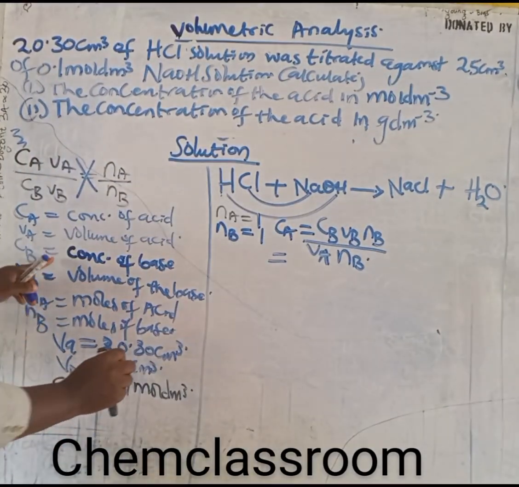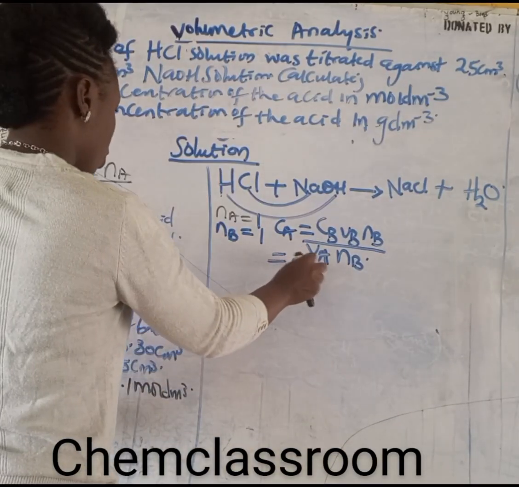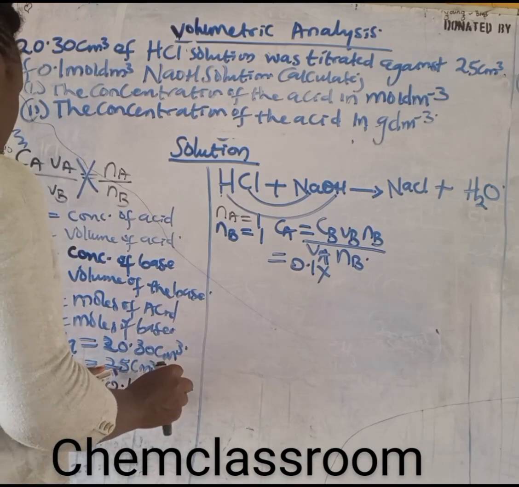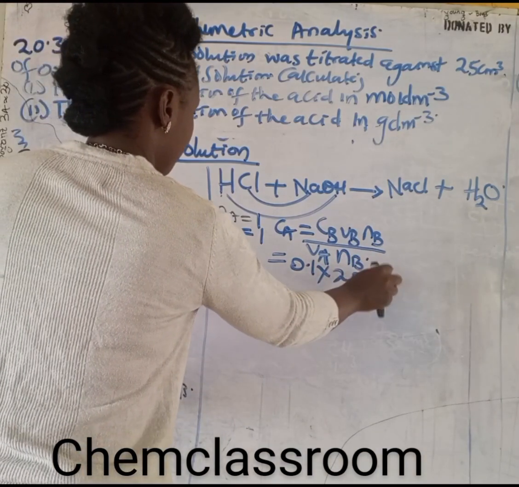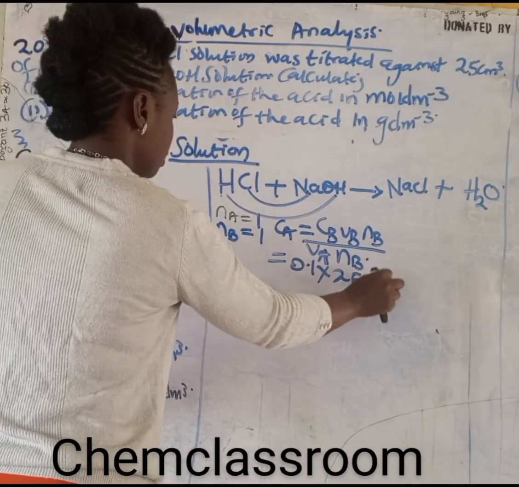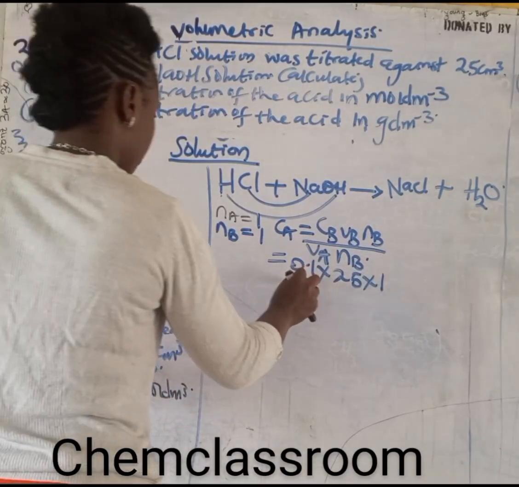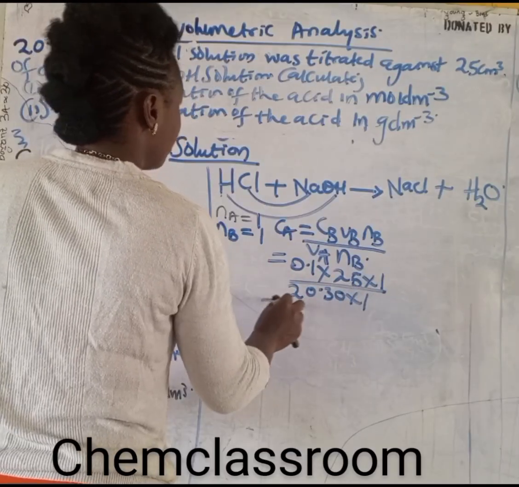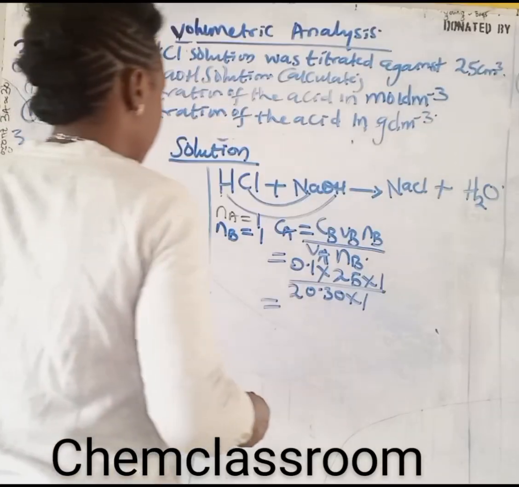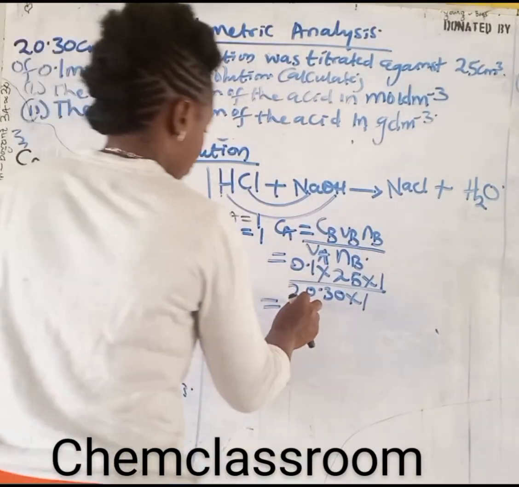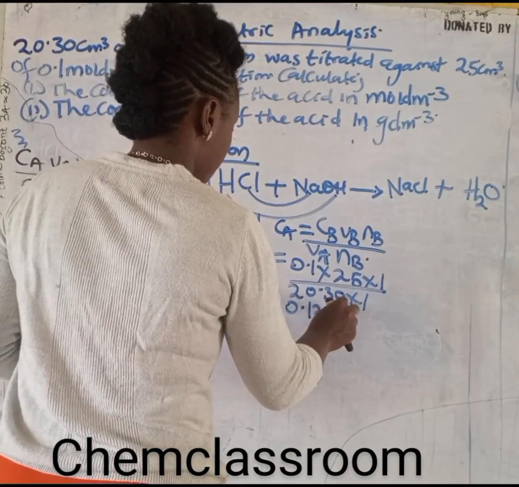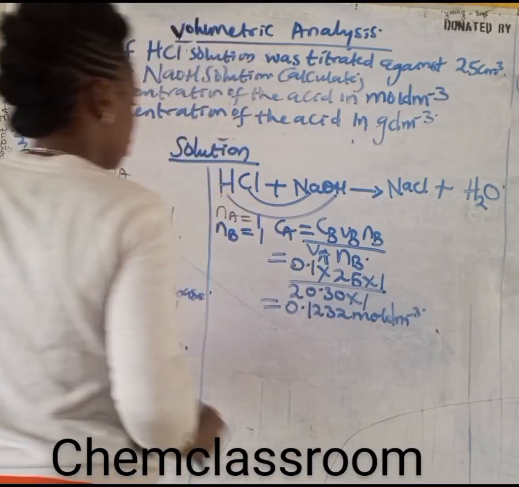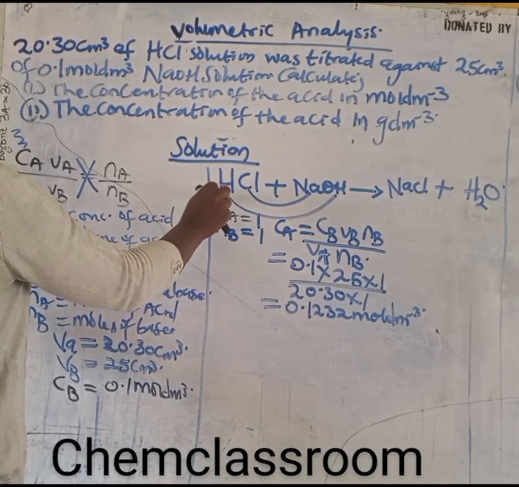CB is 0.1 multiplied by VB, the volume of the base, which is 25, and NB is 1, divided by VA, 20.30, multiplied by 1. So in all, we are expected to have 0.1232, that is 0.1232 mole per dm cube. So we are done with the first question.